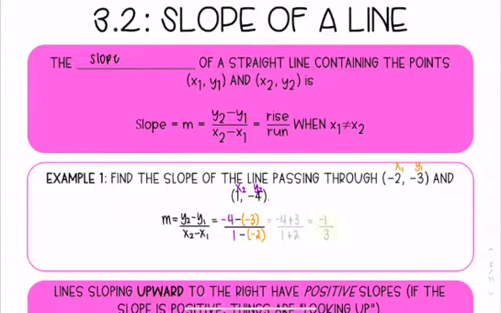And so on the top we have that double negative going on. So this is really -4 plus 3, all over, we have a double negative again, so this becomes 1 plus 2. And so -4 plus 3 is -1, and then 1 plus 2 is 3. So my slope is -1/3.